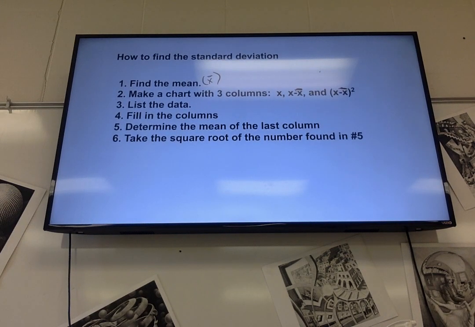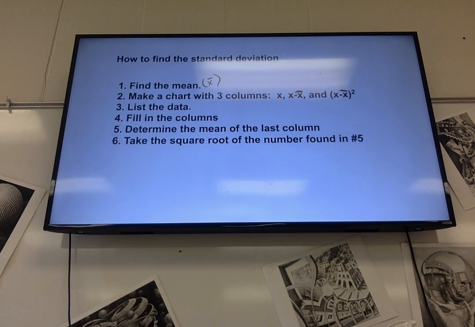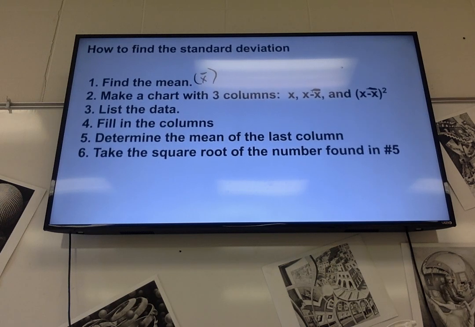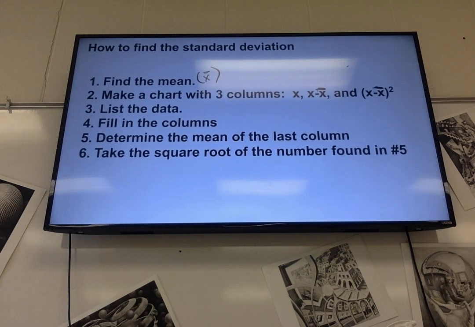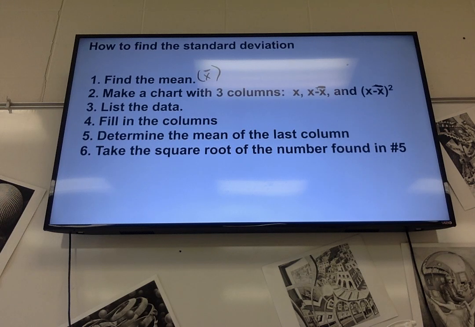Here are the steps to finding the standard deviation, which we're going to do. You need to jot these down so that you know how to find the standard deviation when it comes to it. That X with a little line over it is called X bar. It just stands for the mean.